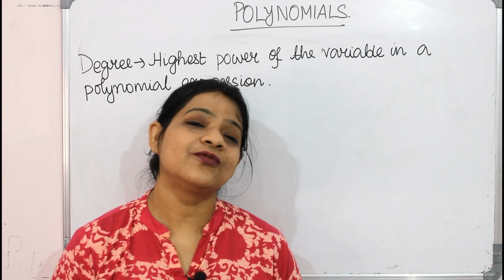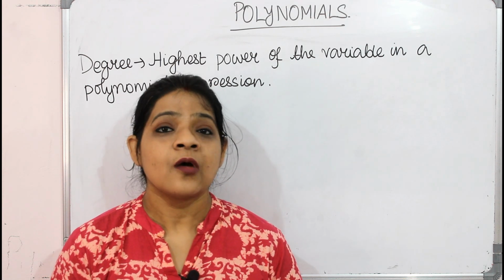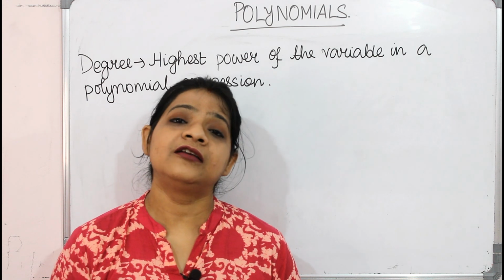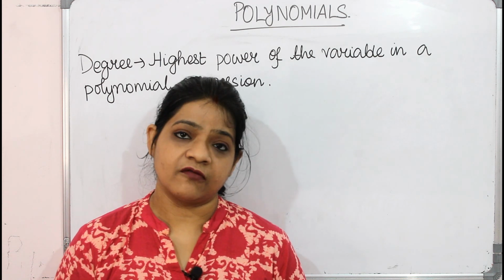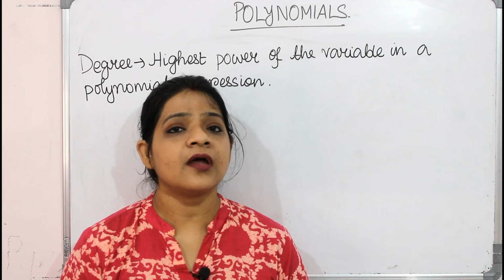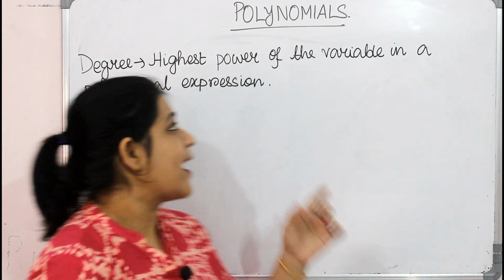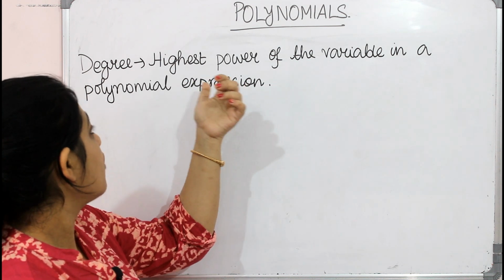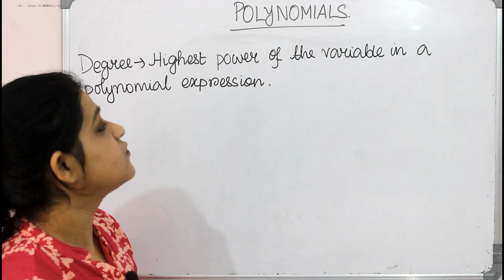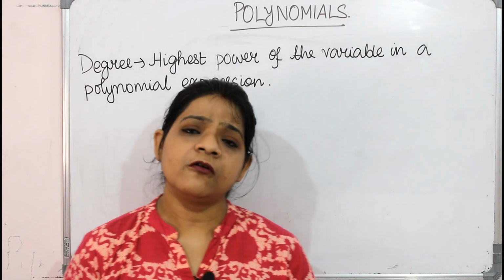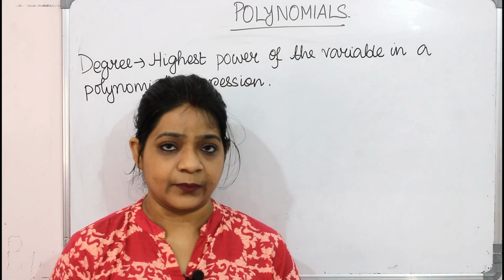So last class we started polynomials, where we discussed what a polynomial is and the different components of a polynomial. So today we are going to discuss the degree of a polynomial. By definition, the degree of a polynomial is the highest power of the variable in a polynomial expression. So for this, let me take an example.